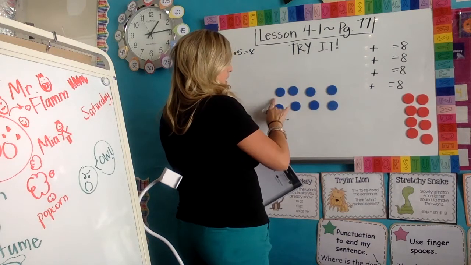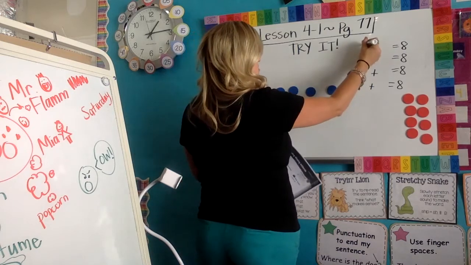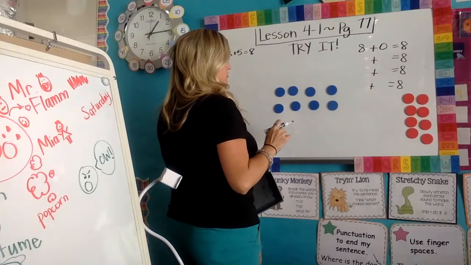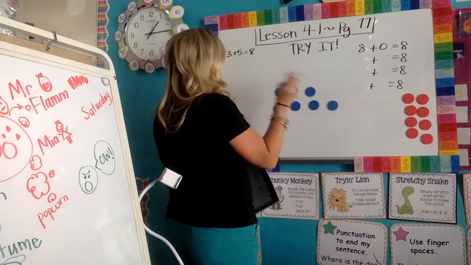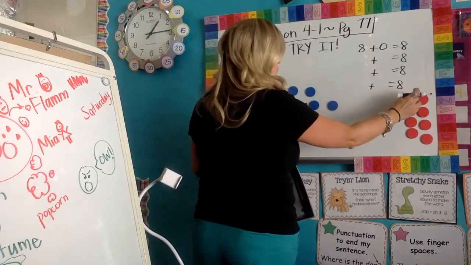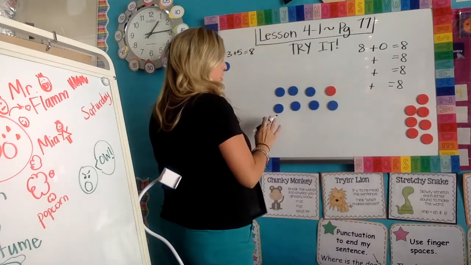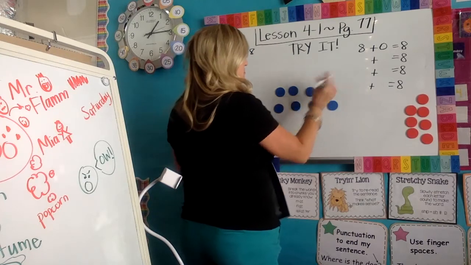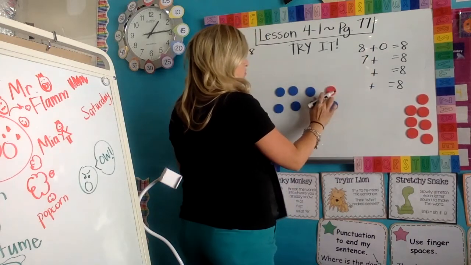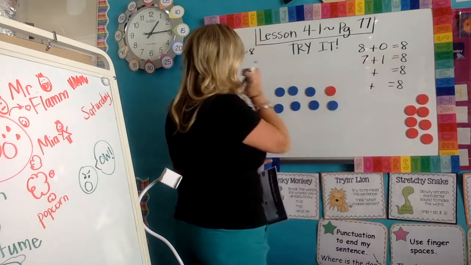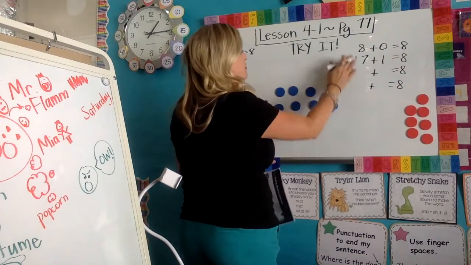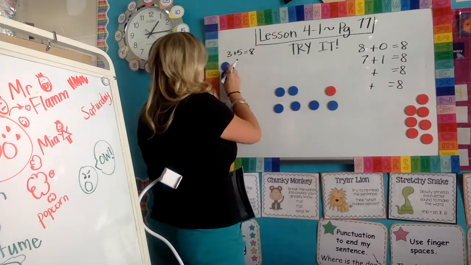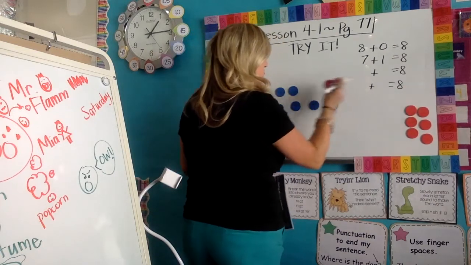So I have 8 blue dots plus 0 red dots. Now I'm going to take one of these blue ones and I'm going to trade it in for a red one. Now I know 4, 5, 6, 7 plus that 1 red dot equals 8. So these are all the number bonds for 8. Now I'm like, oh, that looks so pretty. I'm going to take that one away. I'm going to add another one.